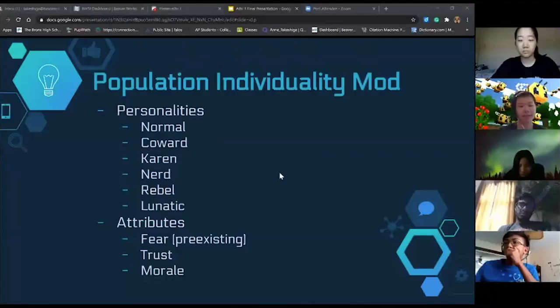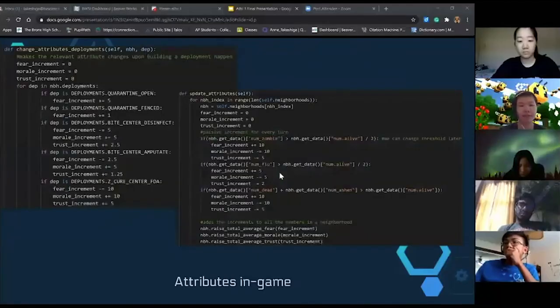So here is our implementation for the attributes in game. The way that attributes are affected is that different deployments can increase or decrease attributes upon building. And attributes can also passively decrease every turn depending on how many zombies, flu, or dead are in a neighborhood. And attributes are weighed on a 0 to 100 scale, where 20 is super low, 40 is low, 60 is high, and 80 is super high.